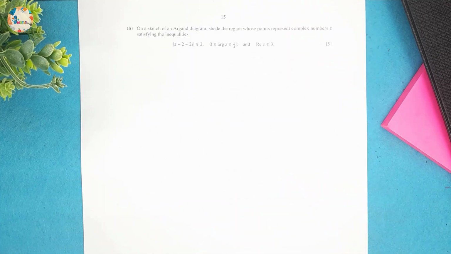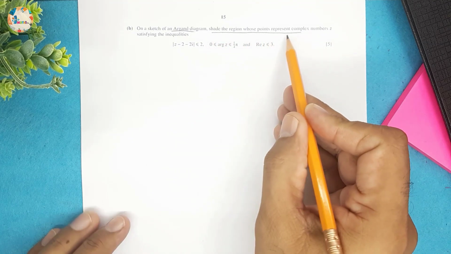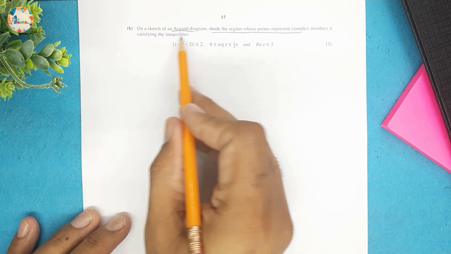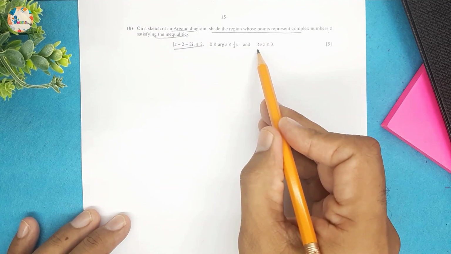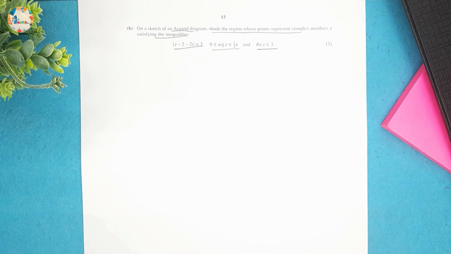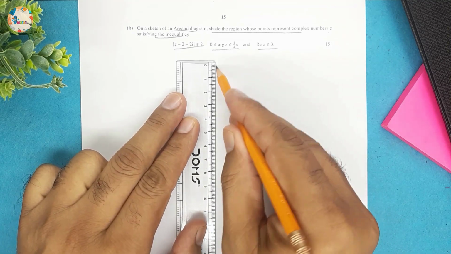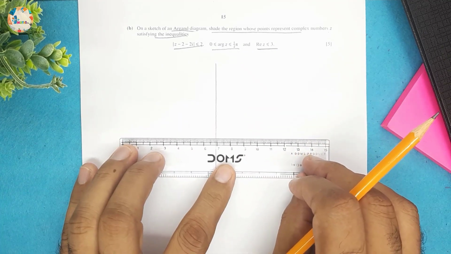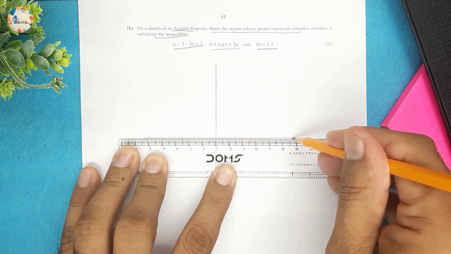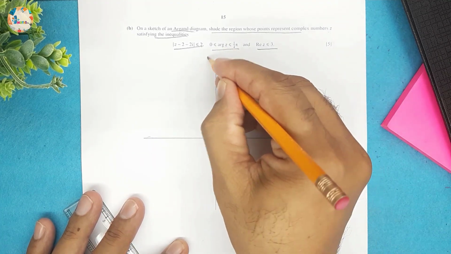Now we can move to this question, part B. On an Argand diagram, shade the region whose points represent complex numbers z satisfying the inequalities. So to sketch this graph, we'll just take the coordinate axes, for example this one, and this will be the real side, and this will be the imaginary side.